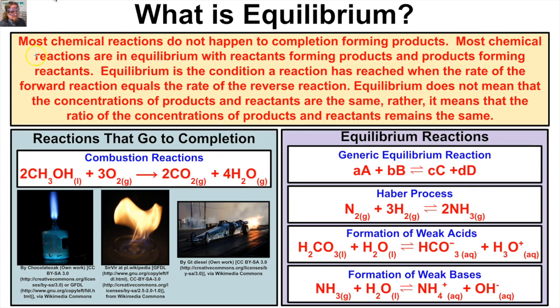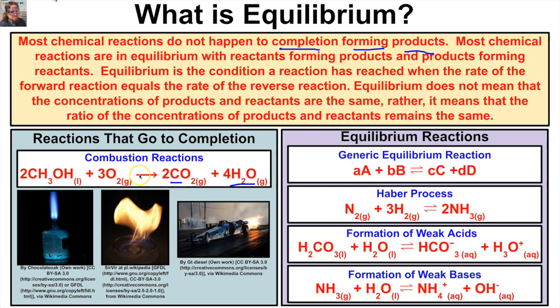Well, it says right here that most chemical reactions do not happen to completion forming products. For example, if we take a look at one type of reaction, combustion reactions are a type of reaction that happen to completion. So what does that mean? Well, we see this forward arrow here, and what this is telling us is that when we take methanol and we react it with oxygen, it's going to end up producing carbon dioxide and water.